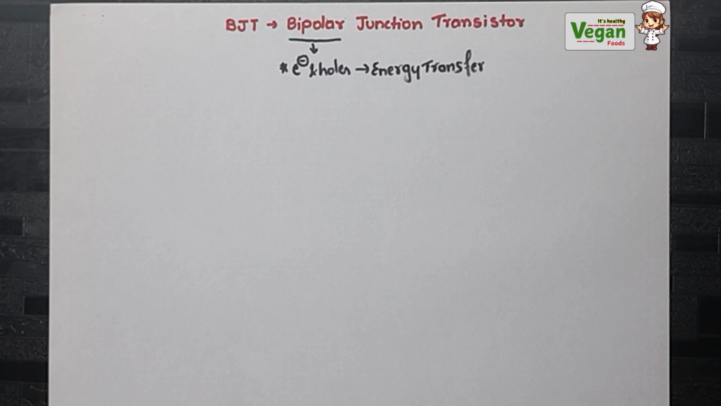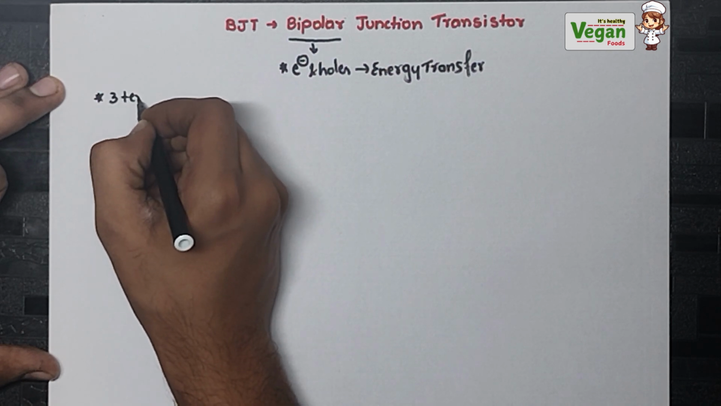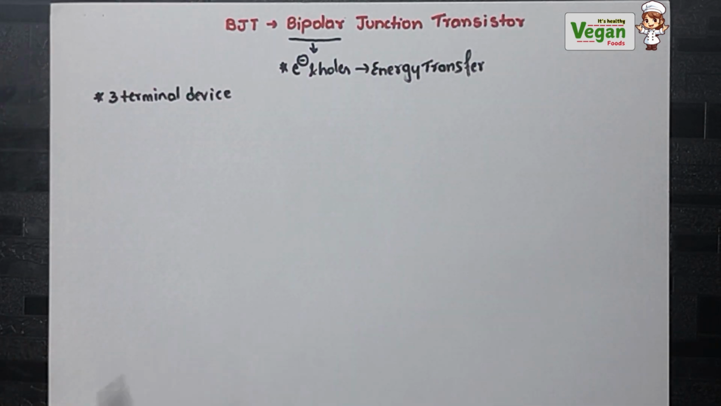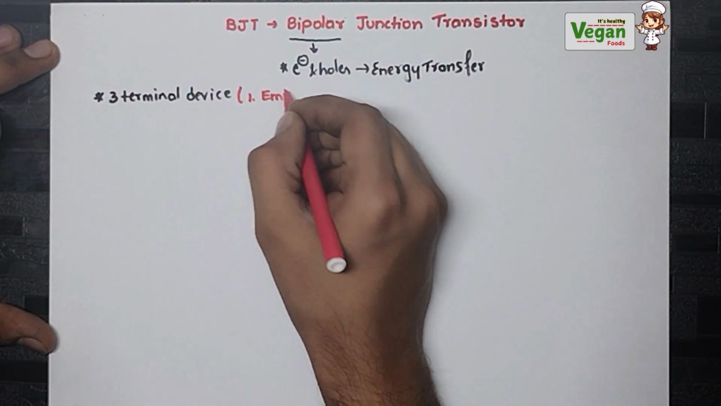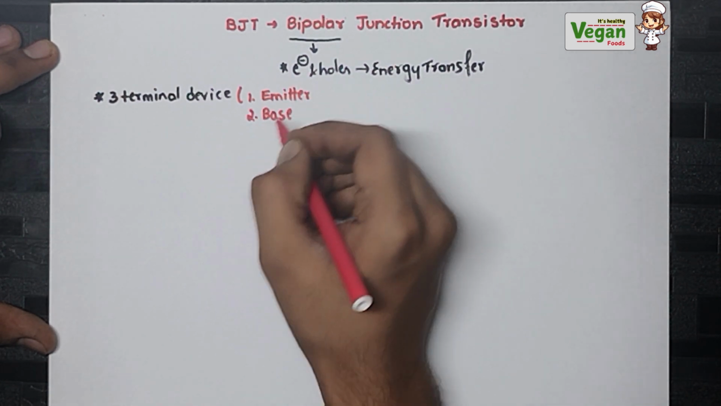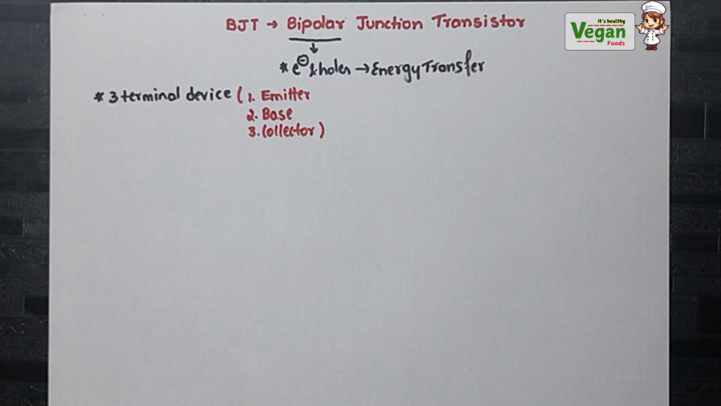Next, this bipolar junction transistor is a 3-terminal device. What are the 3 terminals which are used in the bipolar junction transistor? First one is emitter. Second one is base. Third one is collector. So these are the 3 important terminals that are used in the bipolar junction transistor. So it is called a 3-terminal device.